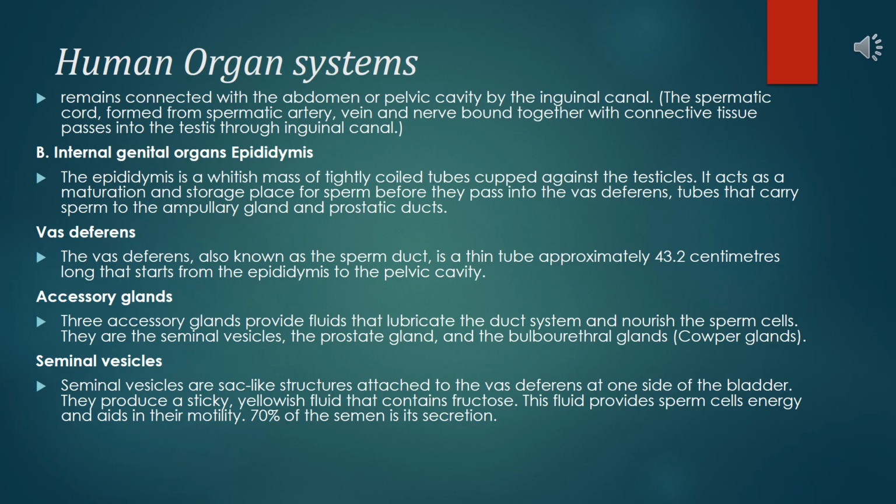Accessory glands. Three accessory glands provide fluids that lubricate the duct system and nourish the sperm cells. They are the seminal vesicles, the prostate gland, and the bulbourethral glands, Cowper glands. Seminal vesicles. Seminal vesicles are sac-like structures attached to the vas deferens at one side of the bladder. They produce a sticky, yellowish fluid that contains fructose. This fluid provides sperm cells energy and aids in their motility. 70% of the semen is its secretion.